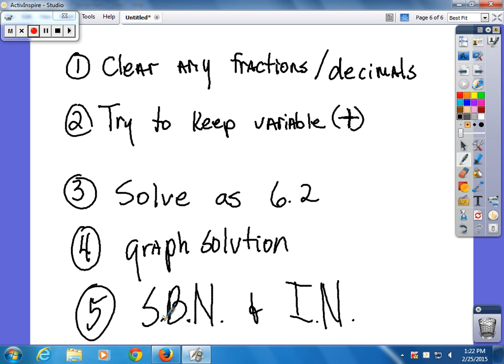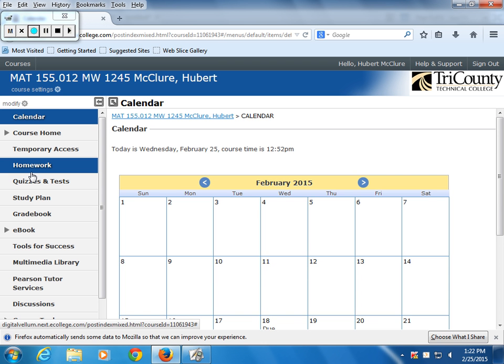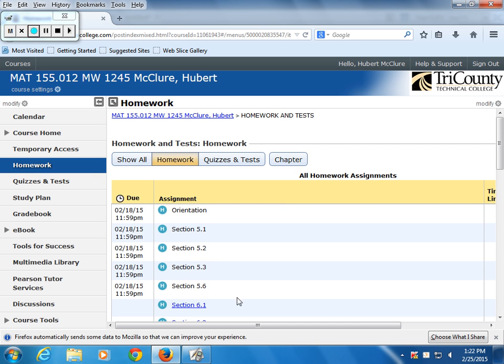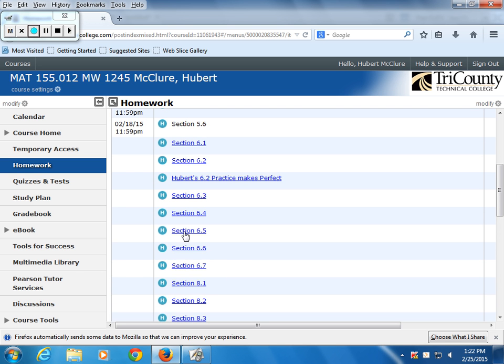Now I want to cover a couple of problems out of the homework, and the reason is they have one in there that you cannot solve by getting the variable positive. So I want to make sure I cover that. I'm going to pull up my handy dandy homework, and y'all said this is 6.5. Okay, 6.6. Thank you.